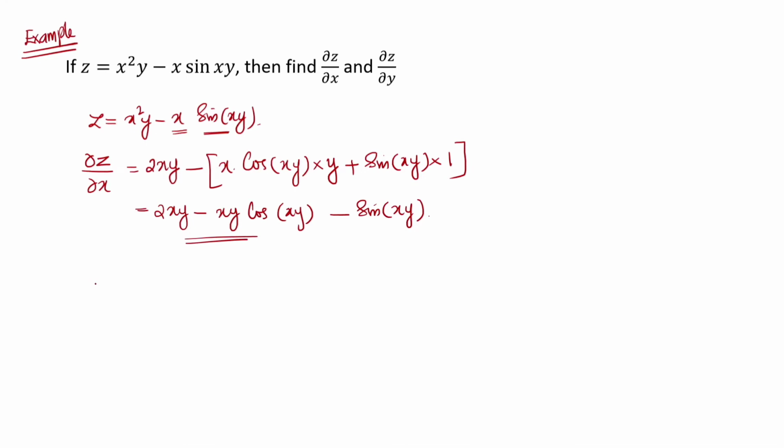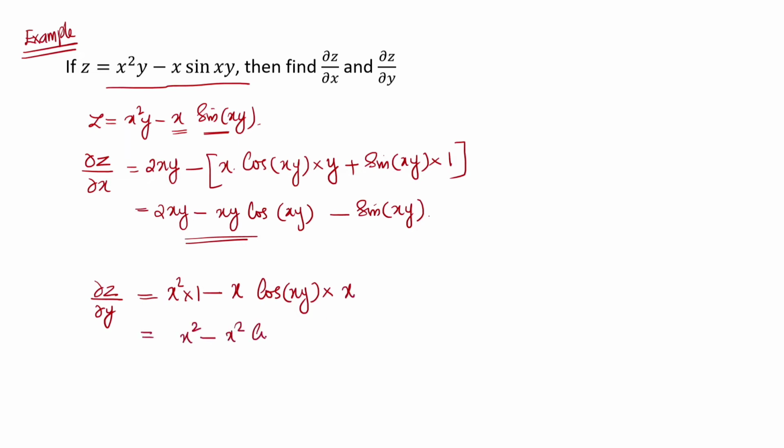Now we'll find dou z by dou y, the other first order derivative. It is with respect to y. Therefore, while differentiating this function with respect to y, we will take x square as a constant. X square into derivative of y is 1 minus. Here also x is a constant, therefore we will take x outside. X into derivative of sin xy is cos xy into derivative of xy with respect to y, which is x, isn't it? Now this is equal to x square minus x square cos xy. Okay, x square minus x square cos xy is the first derivative, dou z by dou y.